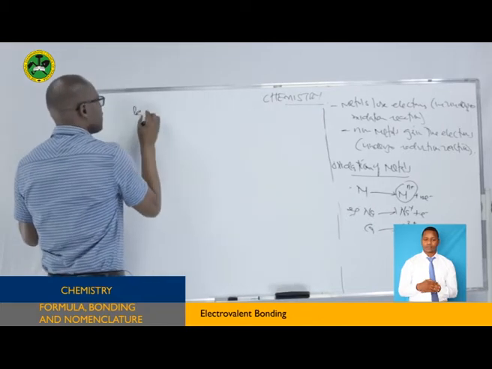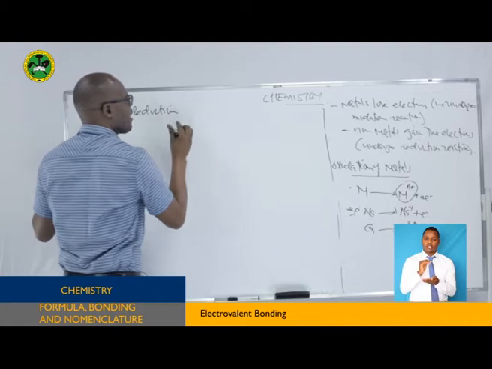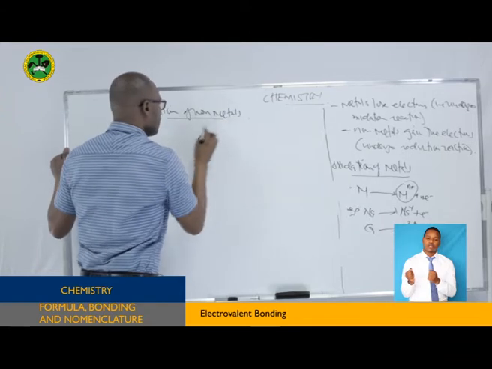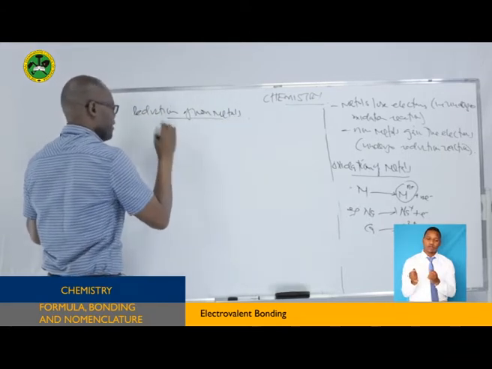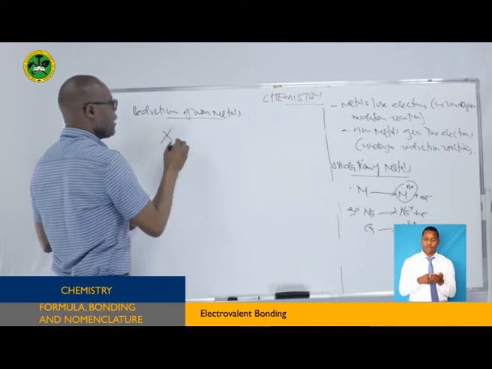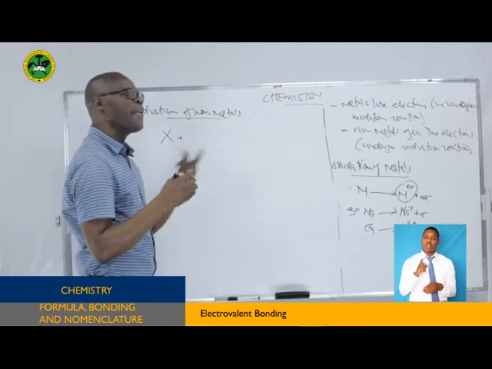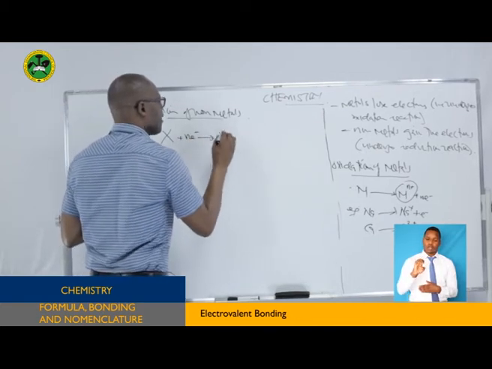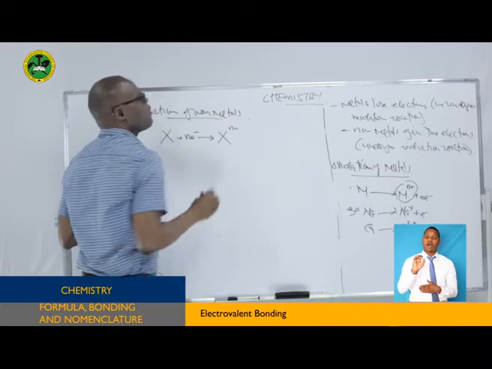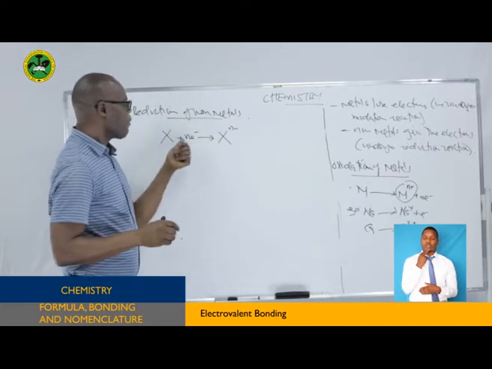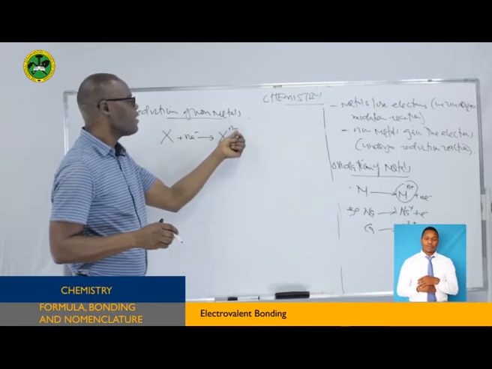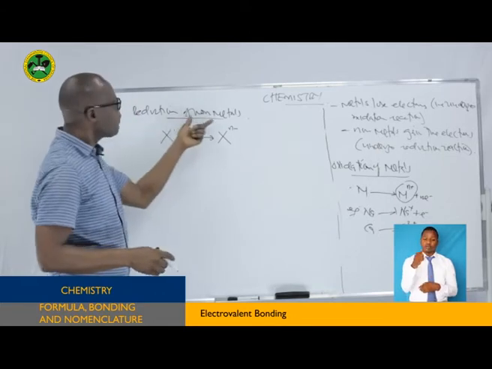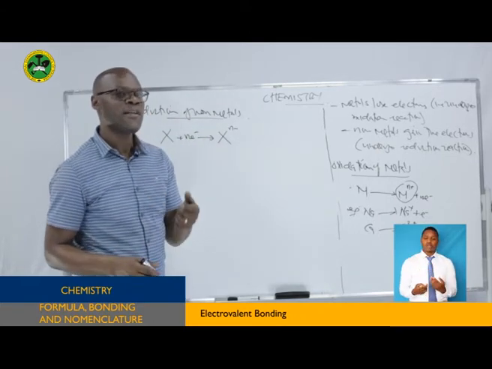The reduction process, or say the reduction of nonmetals. Let's say I've got a nonmetal X gaining a number of electrons, let's say n electrons, to become an ion with this charge. Number of electrons is n, number of charges is n also. Then this one now becomes a negatively charged ion. That means when nonmetals gain electrons, they become negatively charged ions.